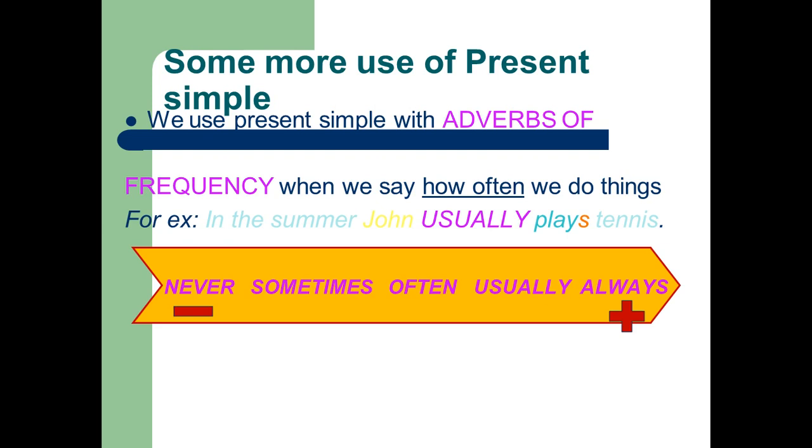Demak, oddiy hozirgi zamonda quyidagi ravishlar ishlatiladi. Often, never, sometimes, usually, always. Gapimizning tarjimasi: yozda John odatda tennis o'ynaydi. Never, hech qachon. Sometimes, ba'zan. Often, tez-tez. Usually, odatda. Always, har doim.